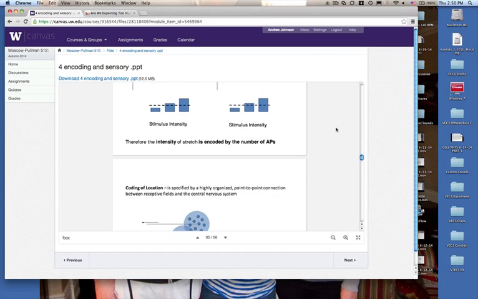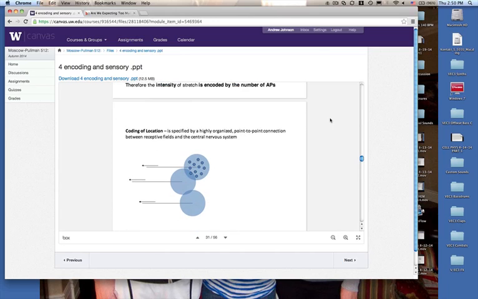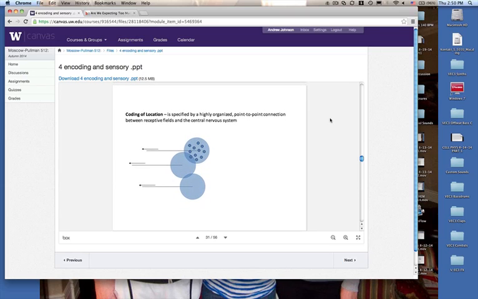So that's intensity. It's really simple. Intensity is encoded by the number of action potentials, and the number of action potentials is dependent on the size of the receptor potential, and the size of the receptor potential is dependent on the size of the stimulus. So that's how you can go from something that's graded to something that makes sense, that's really binary. The action potentials are really, it happens or it doesn't happen.